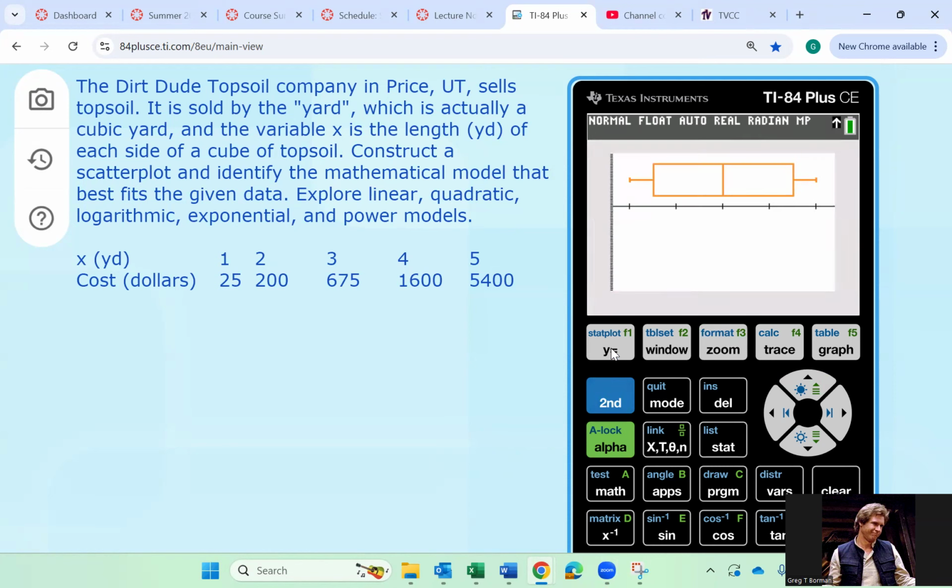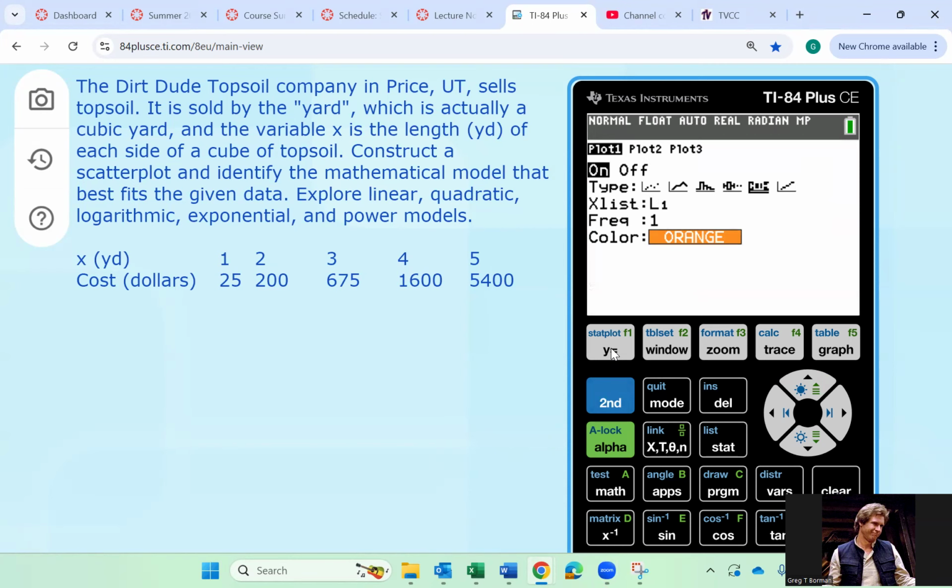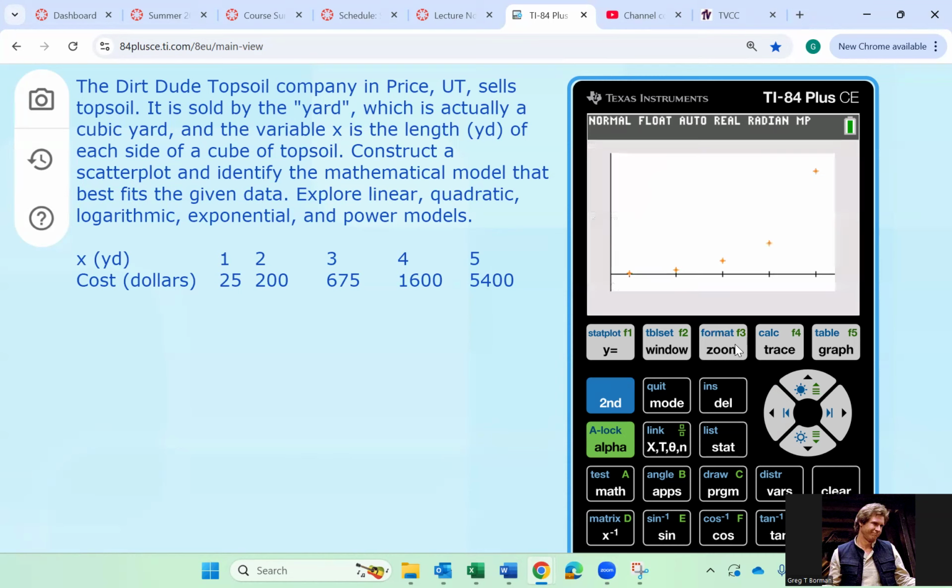Oh, whoops, I've still got box and whisker display on from another class. Okay, so, oh, wait, no, I want it on, but I don't want the box and whisker display. I want the scatter plot. Okay, that was on second y equals. Okay, so now let's try it again. Zoom 9. Okay, there it is.